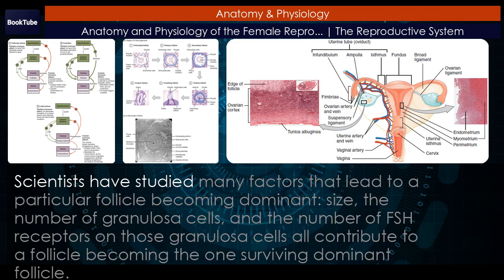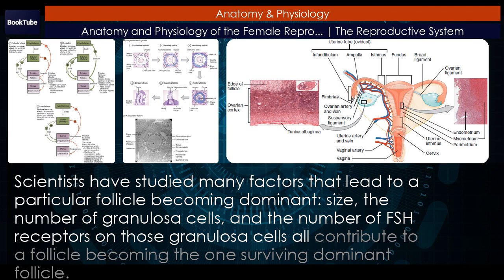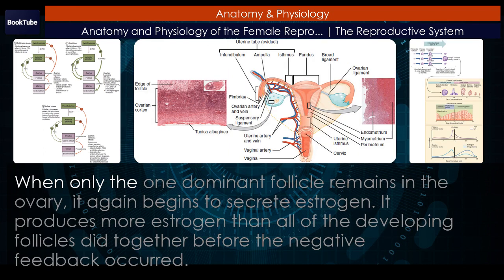Scientists have studied many factors that lead to a particular follicle becoming dominant. Size, the number of granulosa cells, and the number of FSH receptors on those granulosa cells all contribute to a follicle becoming the one surviving dominant follicle. When only the one dominant follicle remains in the ovary, it again begins to secrete estrogen.